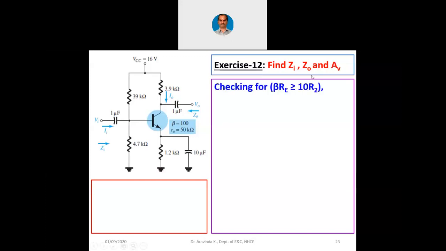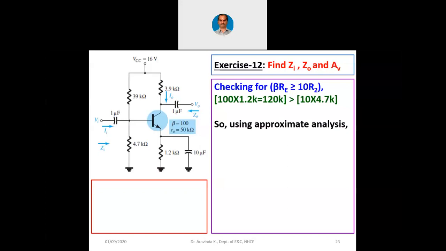Checking for this particular condition, beta into re must be greater than or equal to 10 R2. Let us check it. Beta is given as 100. This capital RE is given as 1.2 K. So in total it is 120 K. It is greater than 10 R2 because R2 is 4.7 K, and 10 into 4.7 K is 47 K. 120 K is greater than 47 K. So we can directly apply approximate analysis, ignoring IB for calculating IE.